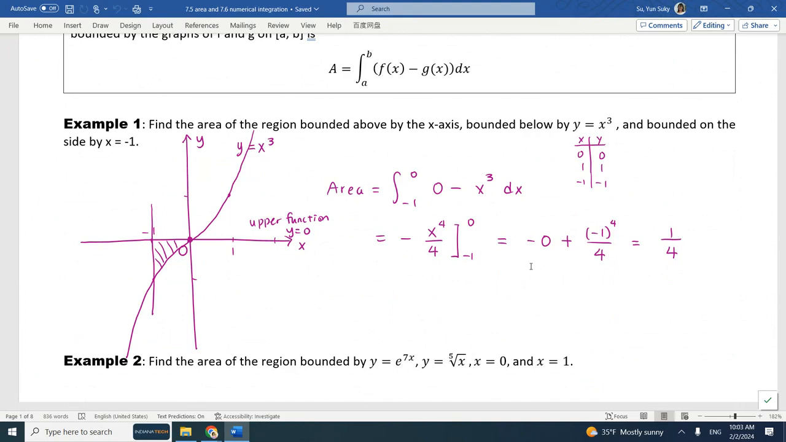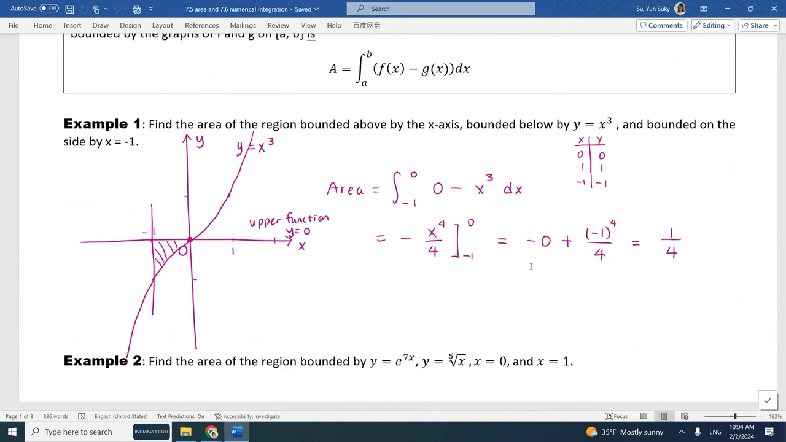Hopefully, you can see the region. In this example, x goes from -1 to 0. Do you see the upper function is the x-axis? That's the horizontal line, y equals 0, constant function, right? And minus this, the lower function is x cubed. Last time we integrated, so x to the 4 over 4, we plug in 0 first, minus, we plug in -1. But for -1, don't forget parentheses. So it becomes positive 1/4.